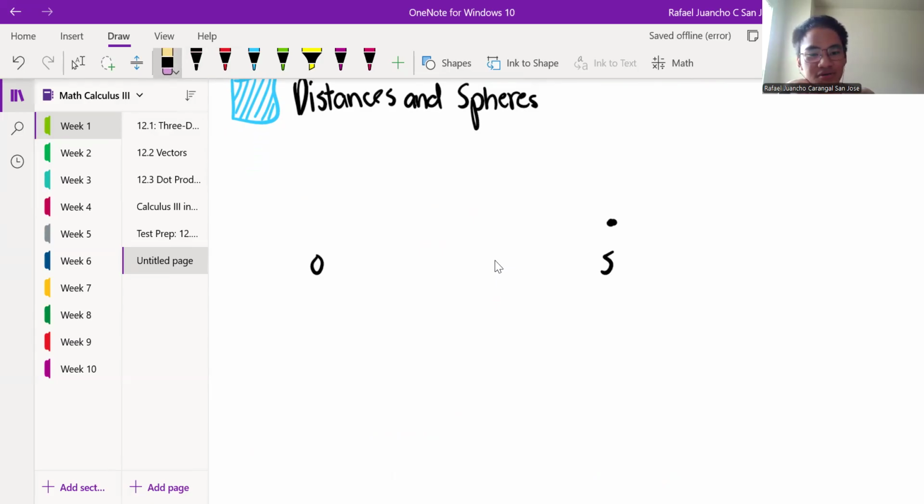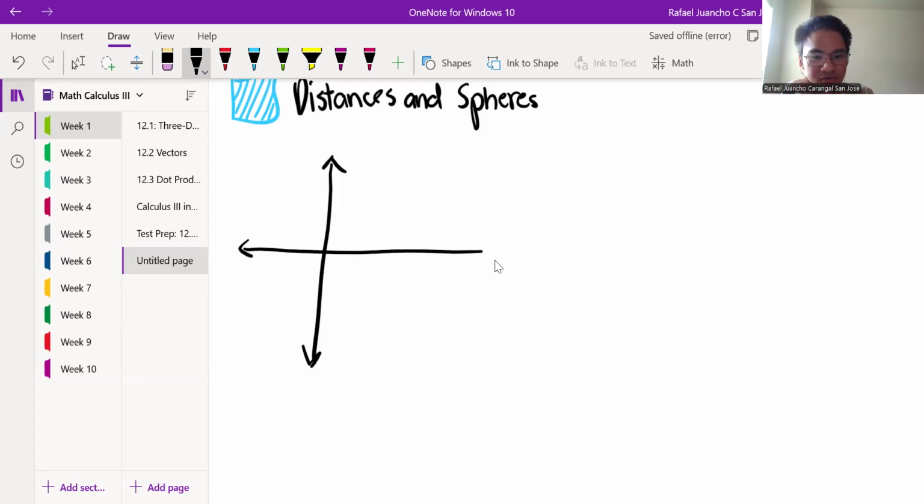We could then use a coordinate system, a 2D. Or actually, let's make it more simple. We could do a number line. You know what a number line is, right? This is 0. This is 5. And now we could do a coordinate plane. Yeah, it's a plane. Now we have the x and the y. This could be our 0. This could be our 5.